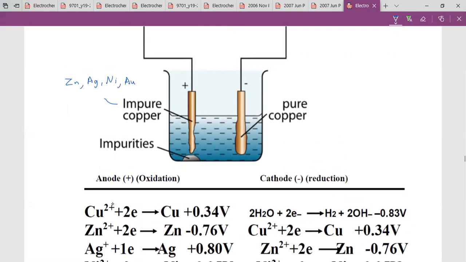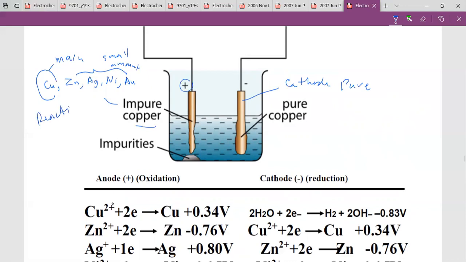So inside this impure copper there are 5 metals, but the main bulk is of course copper. These are small amounts of impurities. To get my pure copper, which is very expensive, this is the cathode here. You must start with pure copper. Here is the impure copper as an anode. Remember, you learned this in Form 5 about reactive anodes.